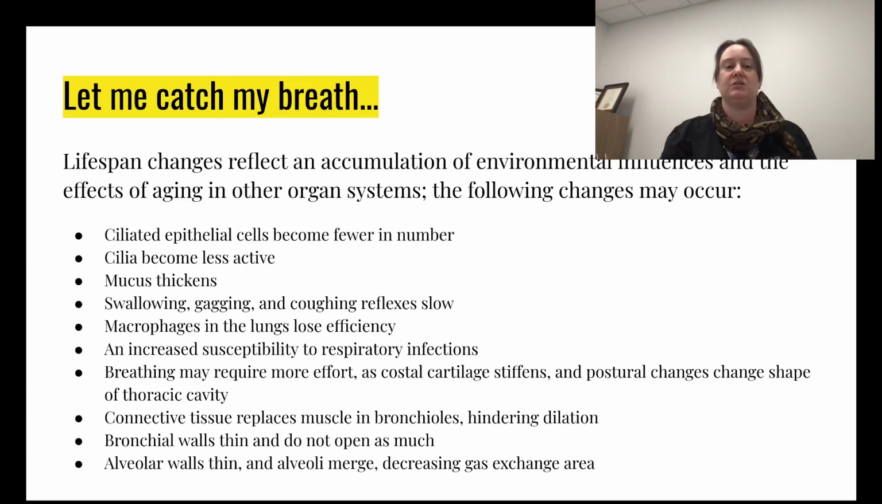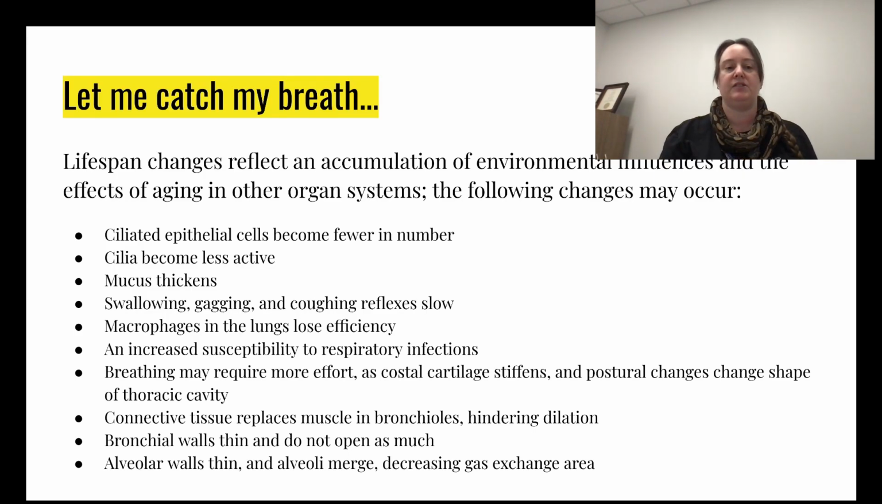Mucus thickens, which is bad. Swallowing, gagging, and coughing reflexes are slower, especially in certain conditions. Between the mucus thickening and the swallowing, gagging, and coughing reflexes not being at peak efficiency, that can lead to a whole lot of not so hot places when it comes to breathing. Macrophages in the lungs also lose efficiency.